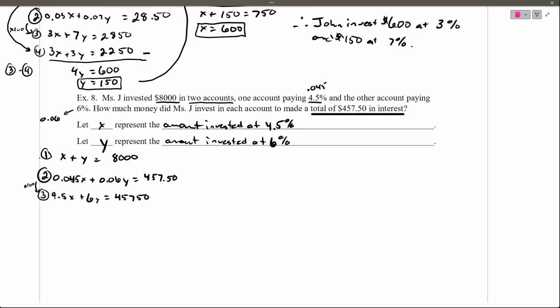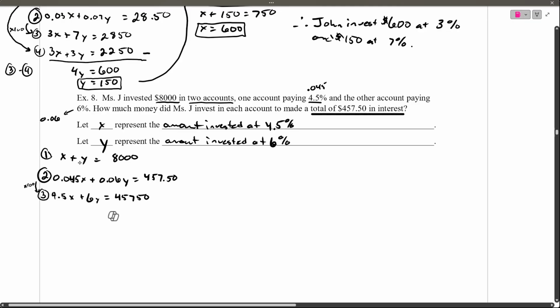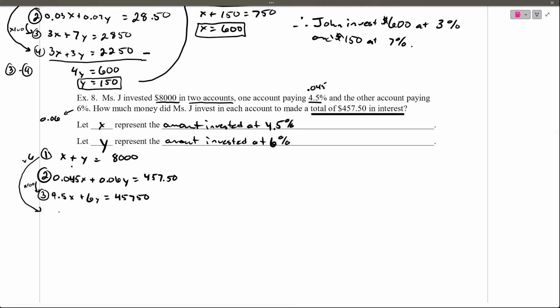And now we need to get equation number 1 to have the same coefficient on y. So that means we need to multiply equation number 1 by 6. We're going to take this thing, bring it all the way around, and multiply this one by 6. So equation number 4 is going to have 6x plus 6y is equal to 48,000. 6 times 8,000 is 48,000.